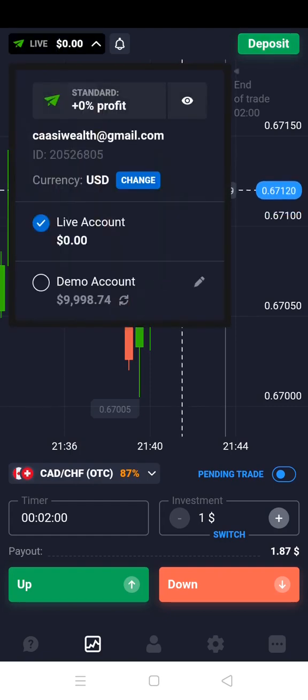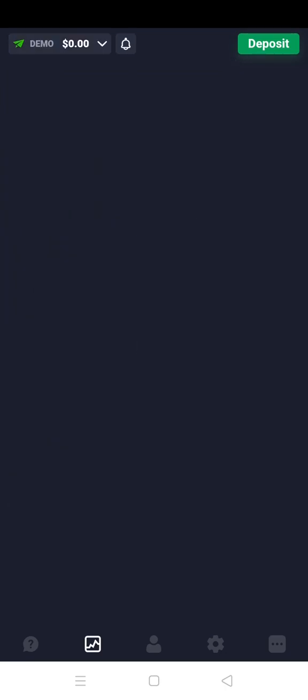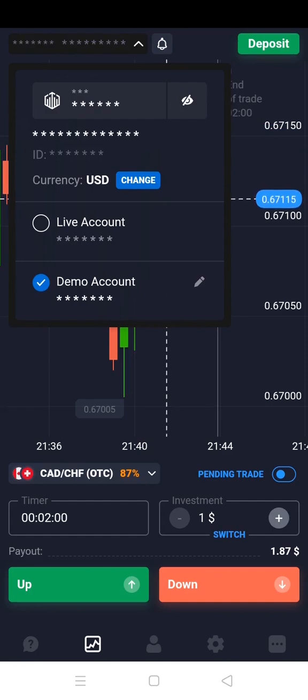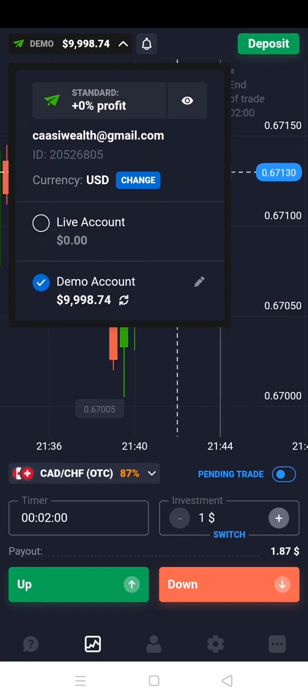You'll see 00, and you also have your demo account right here. So you have demo and your live account located at this section of your platform. All right, so let's talk about this place where you find your demo. Over here you'll see this place. Once you click on it, it hides everything. Okay, it hides your account balance, everything. But when you click on it again, it will show everything.